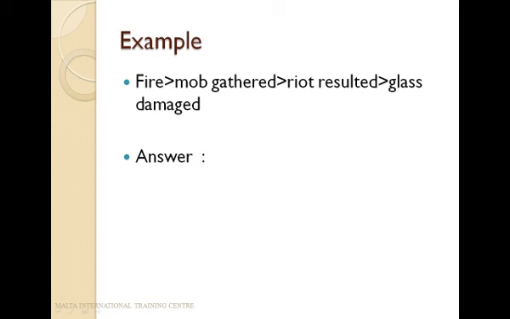Another case taken from case law: fire, a mob gathered to watch this fire, riot resulted, glass damaged. In this case, it's not the fire that caused the glass damage, but the riot, and therefore the peril causing the loss. The proximate cause of the loss is riot.